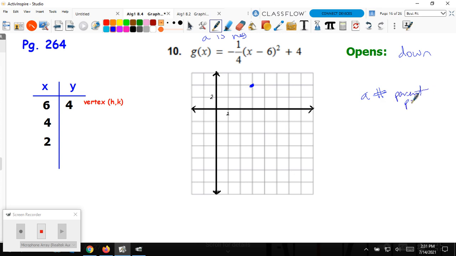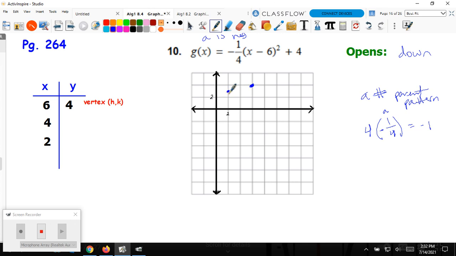What I would do is start by 4. If I go 4 units each way, I have to multiply that by the a number. This is our a number, the 1/4. So that will equal 1. It's actually a -1/4, so it's going to go down 1, -1. So I go 4 units this way, and I'm going to go down 1.